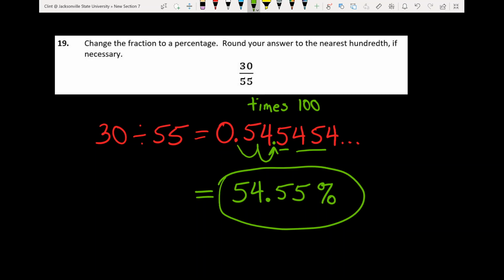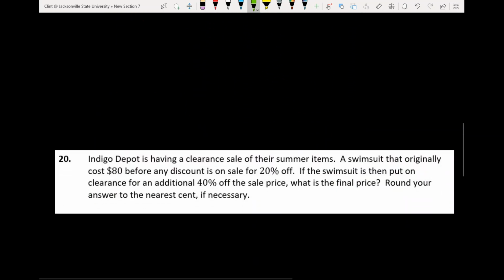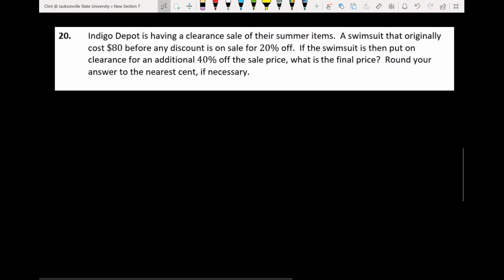Two more to go. Number 20. Shoppers out there can probably do this one, but let's look at it. It says Indigo Depot is having a clearance sale of their summer items. A swimsuit that originally cost $80 before any discount is on sale for 20% off. If the swimsuit is then put on clearance for an additional 40% off the sale price, what is the final price? Round your answer to the nearest cent.